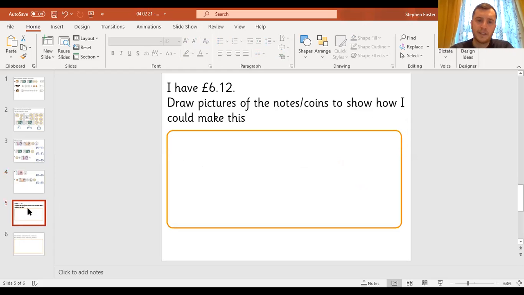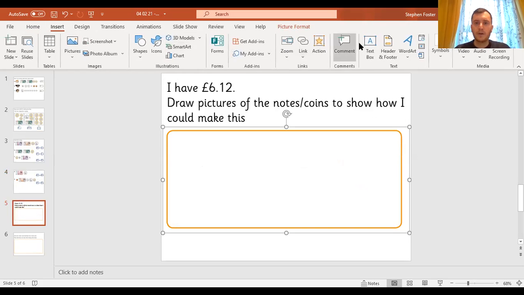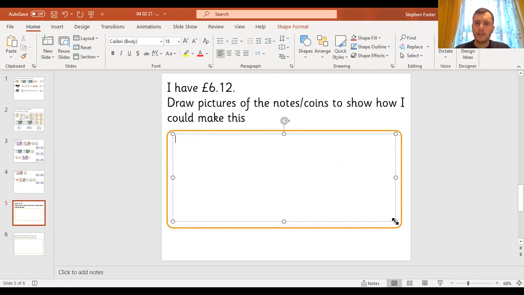Next one, I have £6.12. Draw pictures of the notes or coins to show how you could make this. Now, again, pause the video if you want to have a go. For this one, it might be tricky to do on Teams, so you might need to jot it down onto paper anyway. If you want some time, pause the video and I'm going to go through it in a moment.